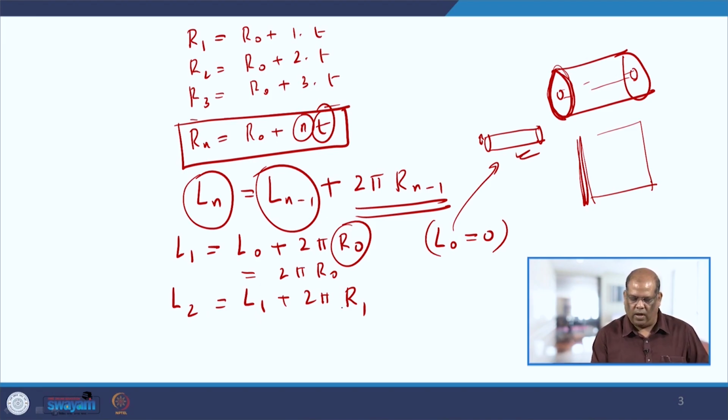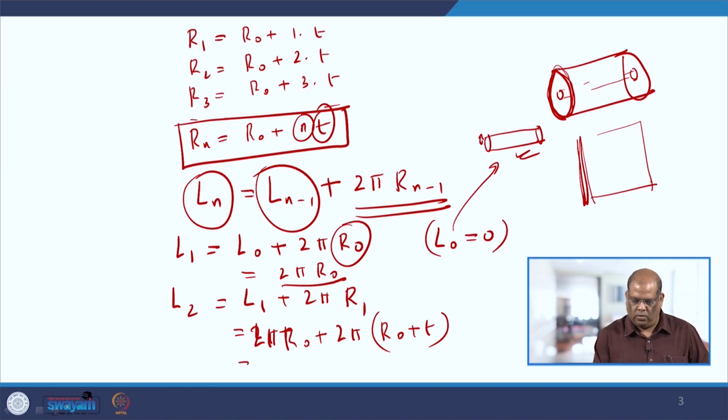Similarly, L2 is L1 plus 2 pi R1. This can be written as L1, which is 2 pi R0, plus 2 pi R1. So, this is 2 pi R0 plus 2 pi R1, where R1 is R0 plus t. So, you get 4 pi R0 plus 2 pi into t, that is your L2.